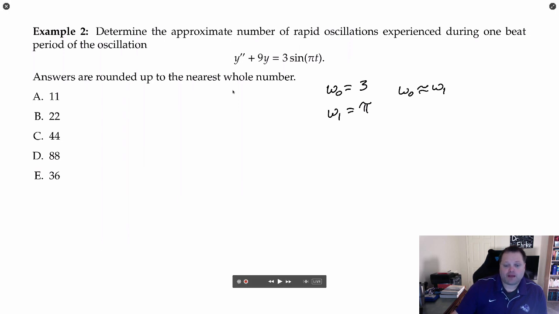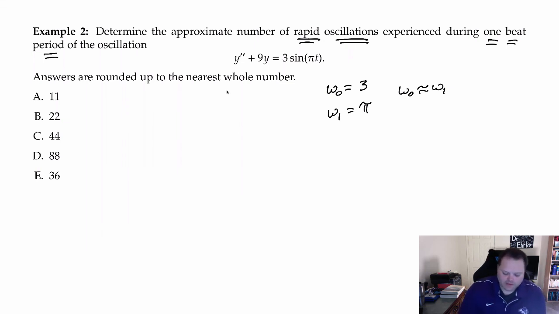All right, if you haven't paused the video yet, you should go ahead and do that. So let's take a look at it here. I need to find the number of rapid oscillations in one beat. So I need to find the beat period first, and then I need to find the rapid oscillation frequency, and then I need to multiply the two together, right? So one beat occurs in approximately 4 pi divided by, I have to subtract the two oscillations.